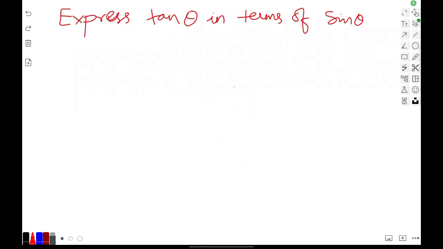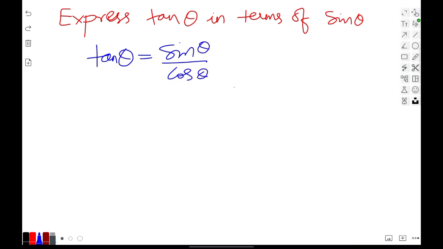Okay, let's see the last sum. Here the question is, express tan theta in terms of sine theta. It means you need to get the tan value in terms of sine theta. We know that tan theta is equal to sine theta by cos theta, right? But here we have cos theta, and we still need to get only sine theta. So what we have to do is convert cos in terms of sine.